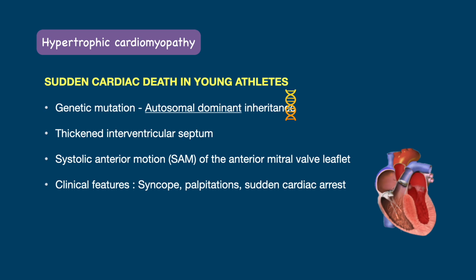Next would be hypertrophic cardiomyopathy. Hypertrophic cardiomyopathy is the leading cause of sudden cardiac death in young athletes. It usually is due to a mutation in the gene encoding beta-myosin heavy chain protein. Echo findings include mitral regurgitation, systolic anterior motion of the anterior mitral valve, and asymmetric septal hypertrophy. Among the specific symptoms or features of hypertrophic cardiomyopathy are syncope, palpitations, and in worst-case scenarios, sudden cardiac arrest.